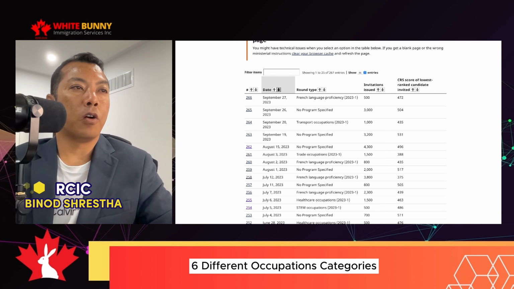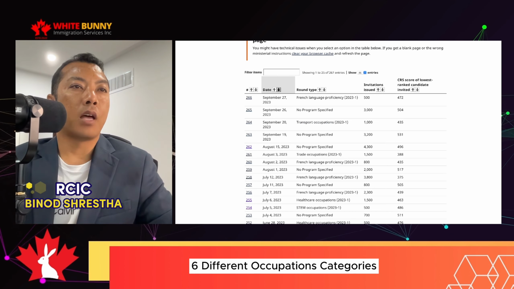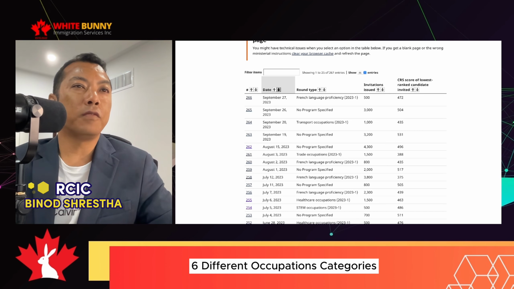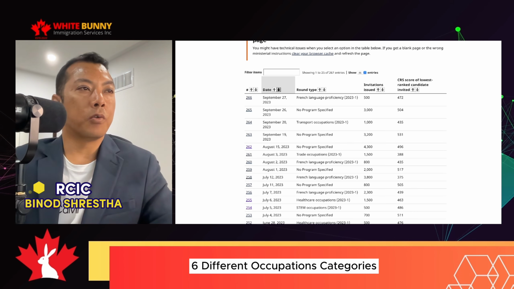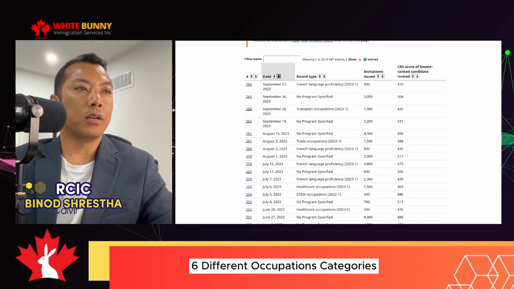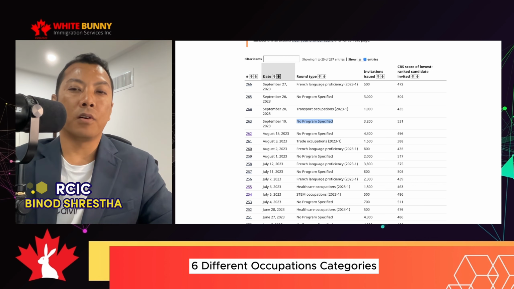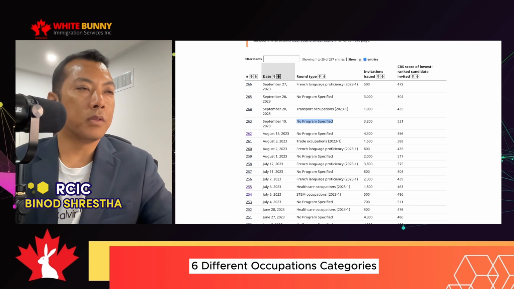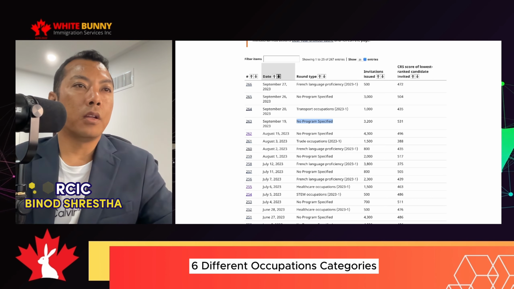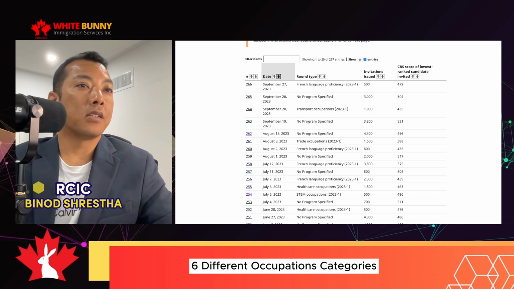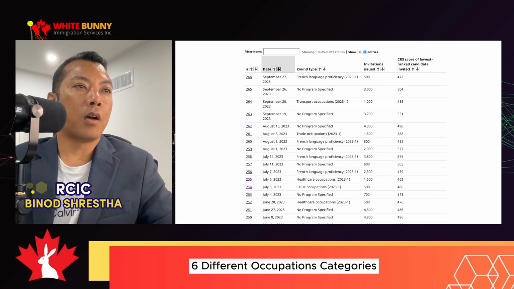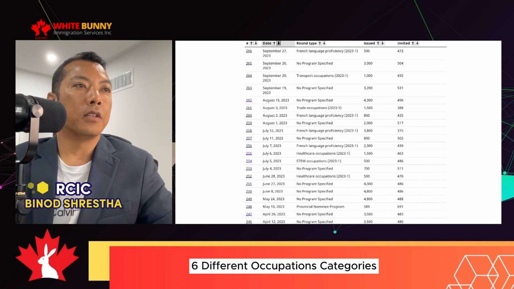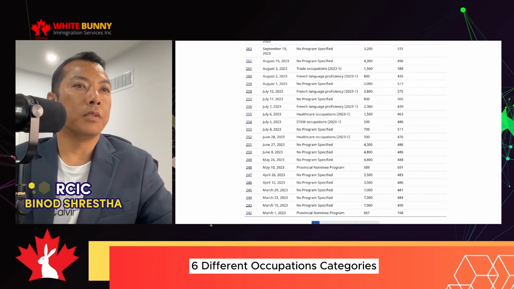And there is another one, transport occupation. This was for the first time. So 1,000 people got an invitation, and the CRS score was just 435. You see, very low, right? This was done on September 20. And there is the September 19th one, where again no program was specified, meaning a general draw, and 3,200 people were invited, but the CRS score was very, very high, 531. So these are the rounds of invitation you can see here under different categories or types.